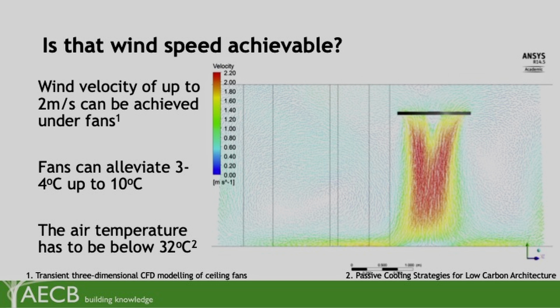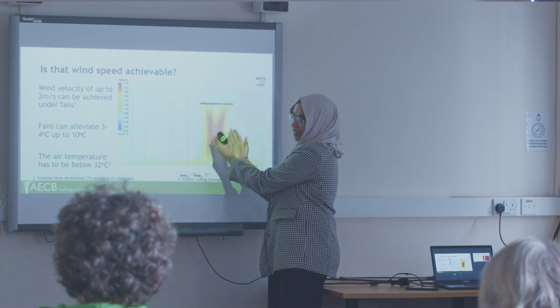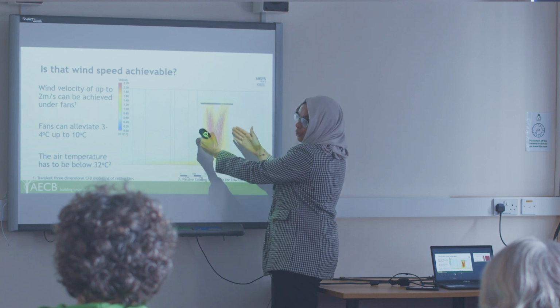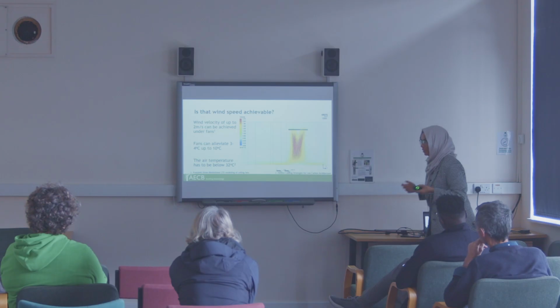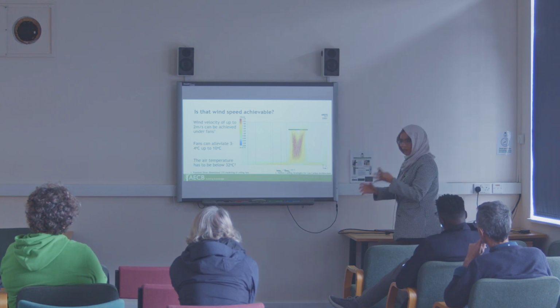So I looked at a few studies, and you can see fans can reach up to 2 meters per second with the wind speed. But the problem is, look at how they project. You have to be directly under the fan to get that 2 meters. Just in this area, it's 0.4. So that is one of the limitations of fans, and that's why it's really key to design the fans to be where the occupants are.